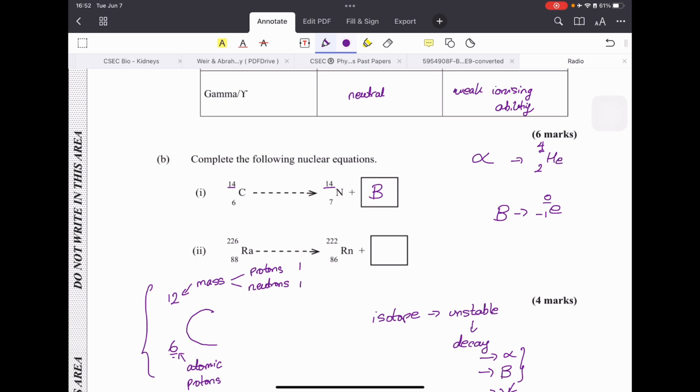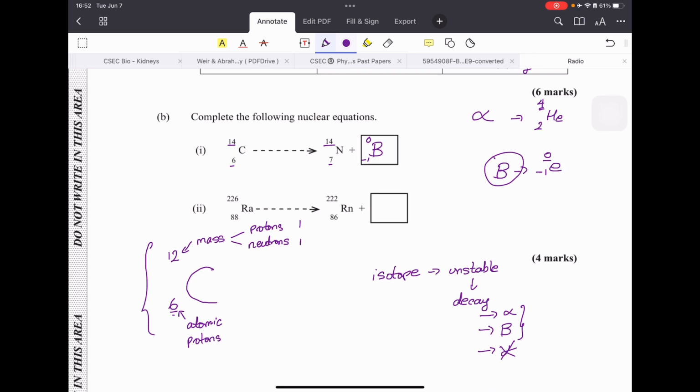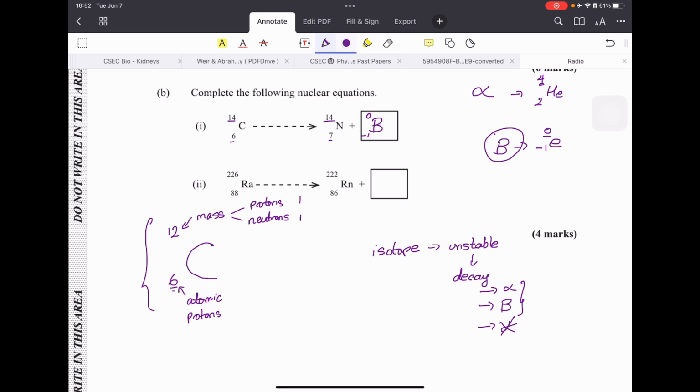Now let's take a look at the bottom number just to be sure, right? So we have 6 here, and then we have 7. So in order to get back the 6 from the 7, we need to minus 1. And what has the minus 1? The beta emission. So therefore the beta goes here. Alright, and we could actually put in the values 0 and -1 to show them that we know what we're talking about. In part 2, we have some elements here.